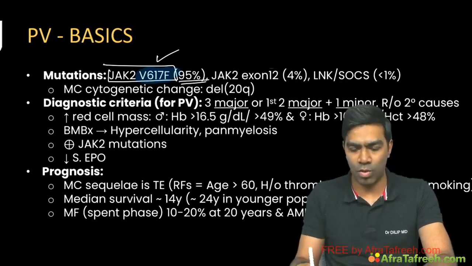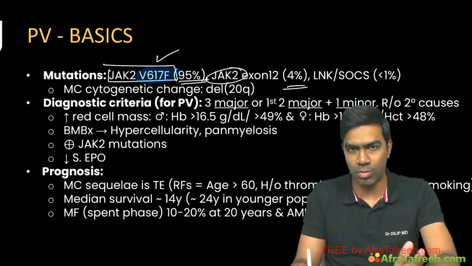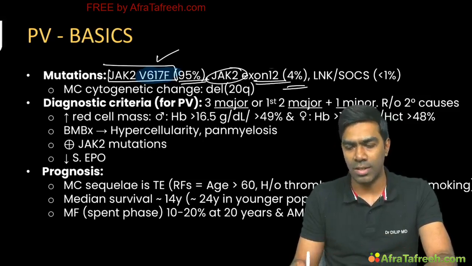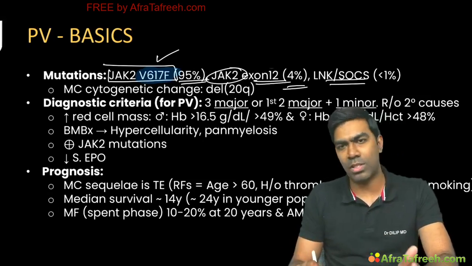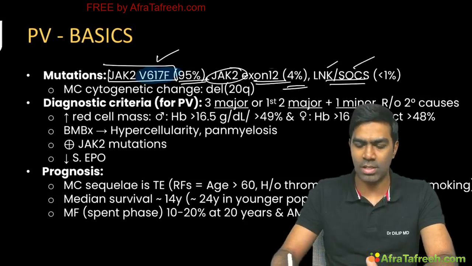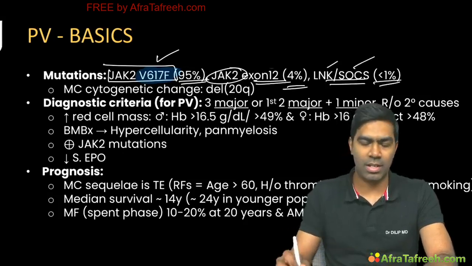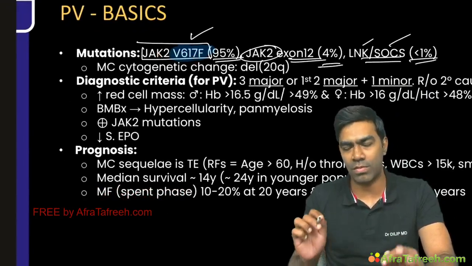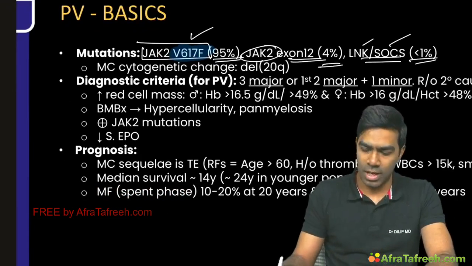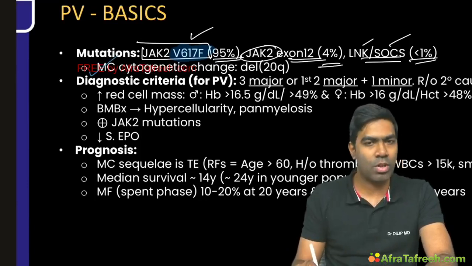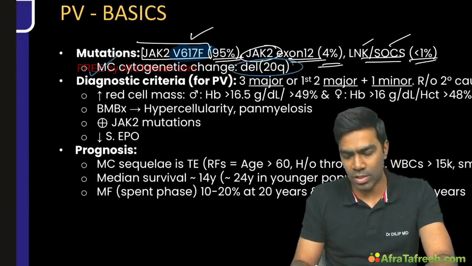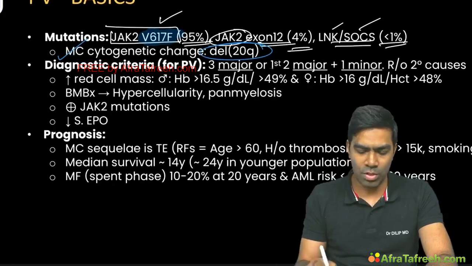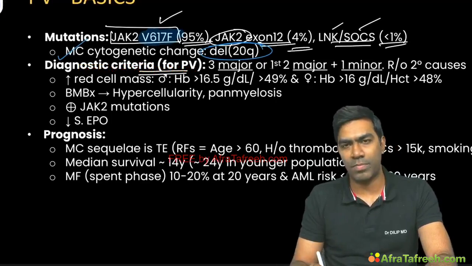In approximately 4% of the patients, you're going to see JAK2 mutations only, but the mutation will be in the exon 12 area, that's called exon 12 deletion. And very, very rarely in polycythemia vera, the mutation can be affecting the LNK gene or SOCS gene. Very rarely, less than 1% cases. But the most important is JAK2 mutation, typically the V617F mutation. And if they ask you the most common cytogenetic abnormality in the setting of polycythemia vera, it is 20q deletion, most common cytogenetic abnormality.